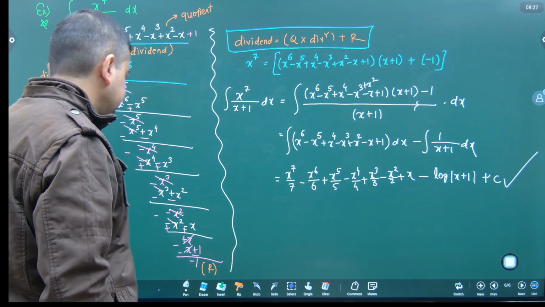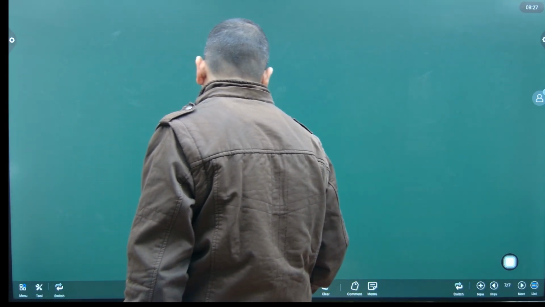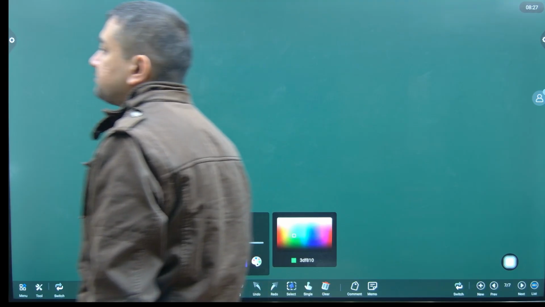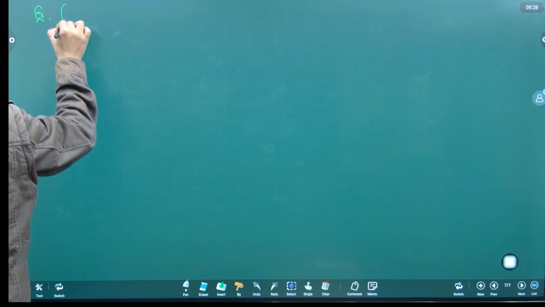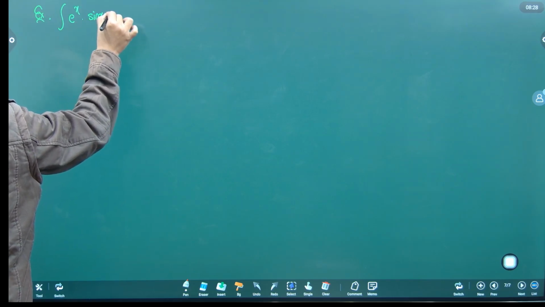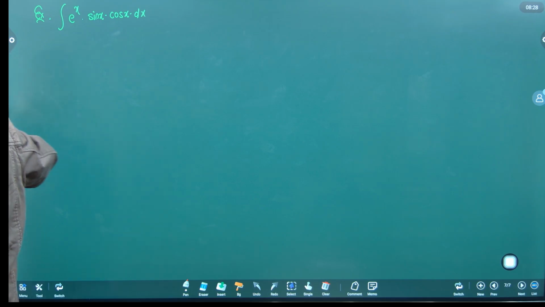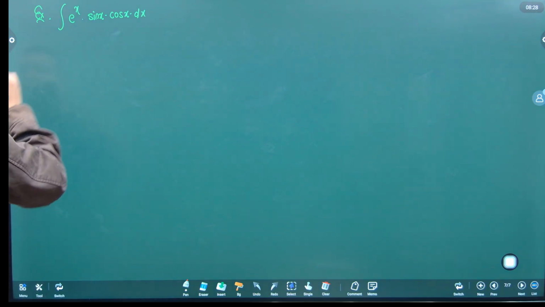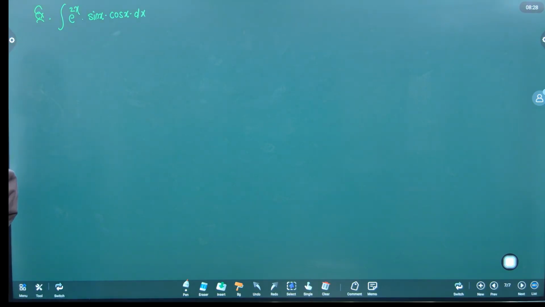Now next one, hope this example is clear to you. Next one is also a very interesting, important one. So the next example is, we need to find the integral of e to the power 2x sin x into cos x into dx, correct?